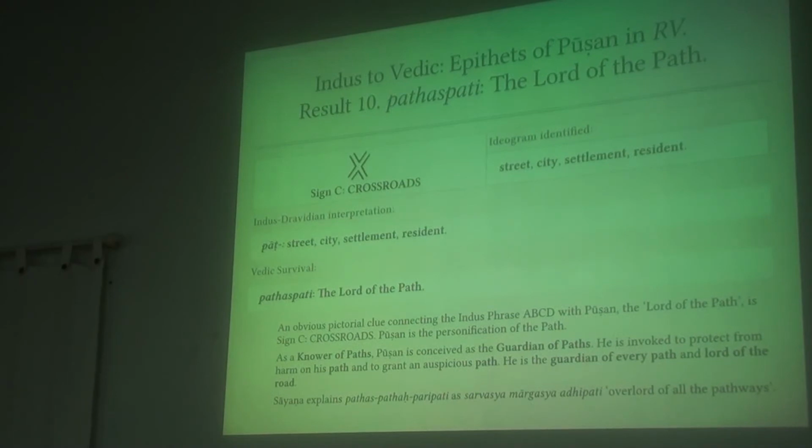Sayana Acharya, who wrote the commentary on the Veda, but for which we would not today understand what the Veda says, explained: Patah Paripati, Sarvasya Margasya Adhipati, overlord of all the pathways. Look at the picture. Here are 4 roads. So a person who is shown to be the Lord of all the roads is introduced by this sign.